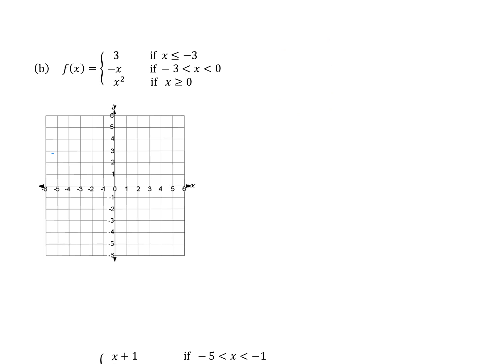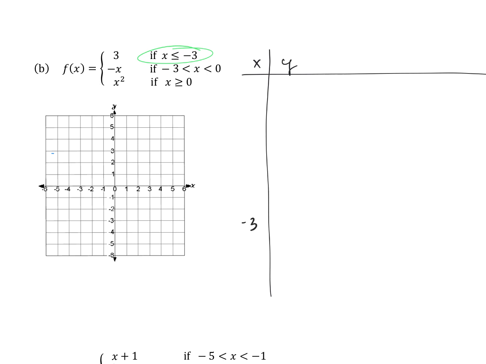And then again, I'm going to draw my table. And let's see. So for x less than or equal to negative 3, we're doing 3. Because these are the negative values, I'm actually going to put those a little lower on my table. And the boundary is at negative 3. So let's see, negative 3, it'll do negative 4 and negative 5. And that is going to be for y equals 3.